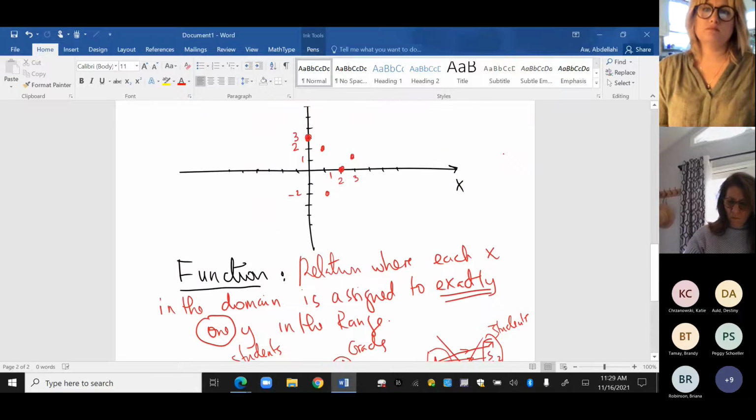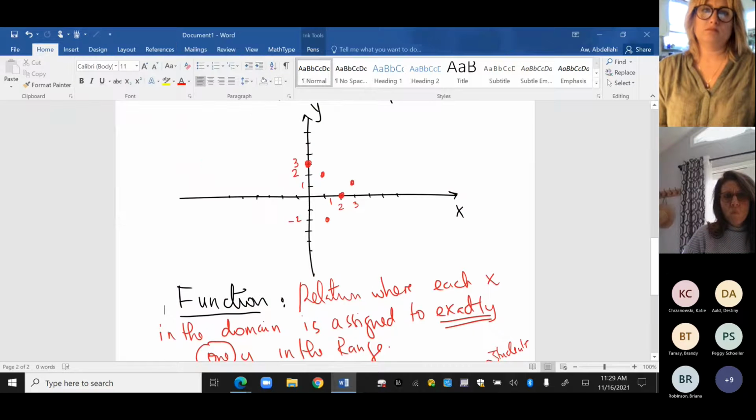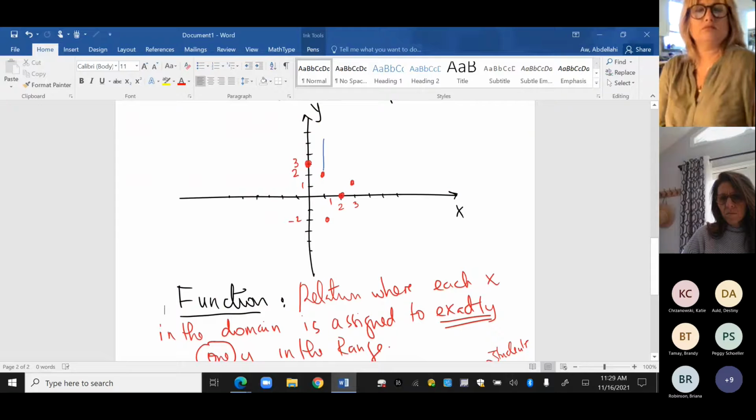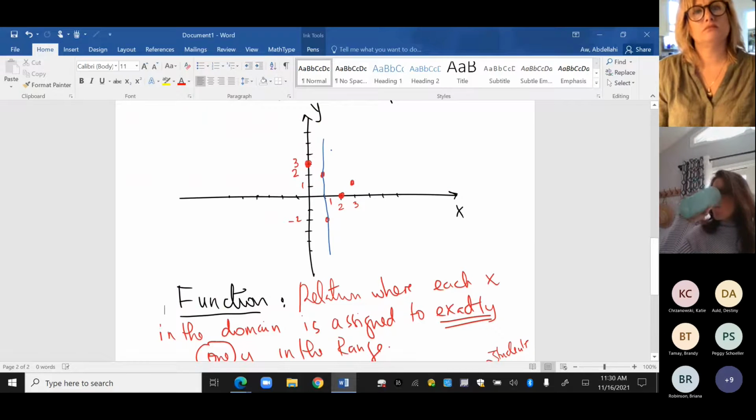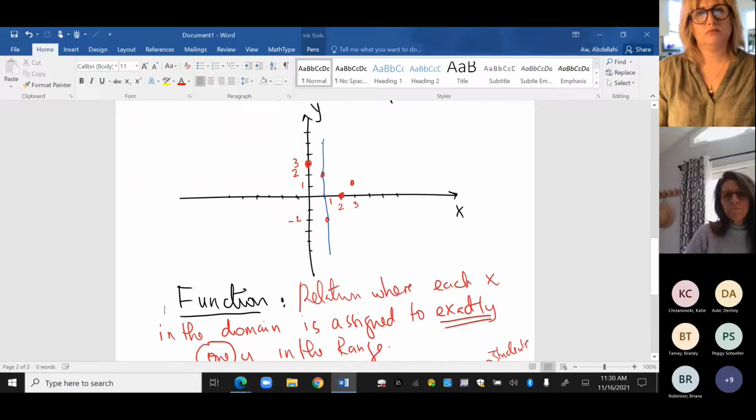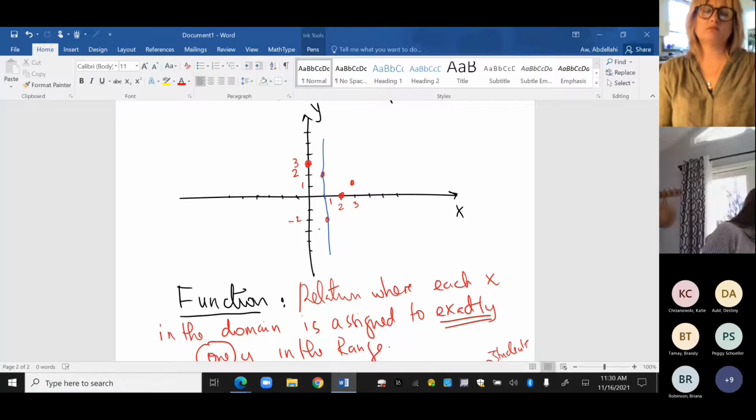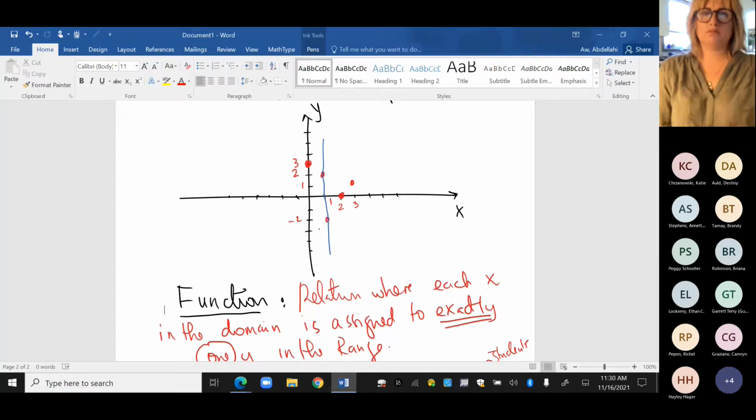So now, if you look at it graphically, and this is what KT talked about, or Destiny. Graphically, if you look at this vertical line right here, how many times does this blue vertical line intersect with the graph? Twice. Every time that happens, we say that the graph does not represent a function. We call that the vertical line test. The vertical line test is a very simple test. If you have one vertical line that intersects with the graph more than one time, then that graph does not represent a function.